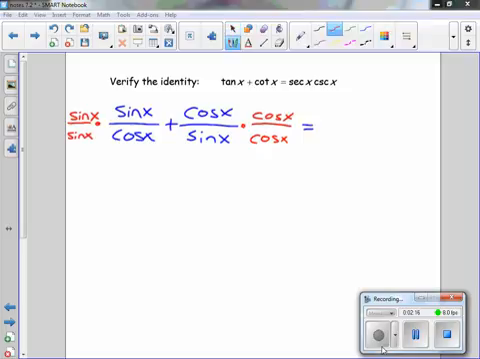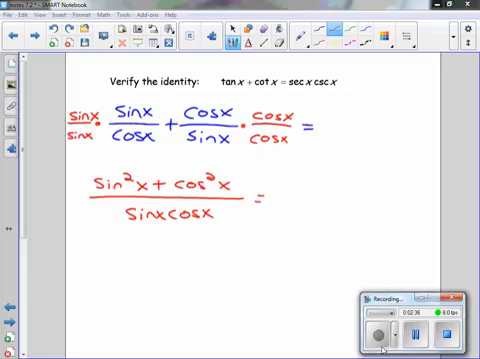So once we do that multiplication, we will get sine squared x plus cosine squared x over, since the denominators are the same, we can lump all of this together, over sine x cosine x. And then once we combine that left side, in the numerator, that is our primary Pythagorean identity, right? Sine squared plus cosine squared is equal to 1. So we end up with 1 over sine x cosine x.